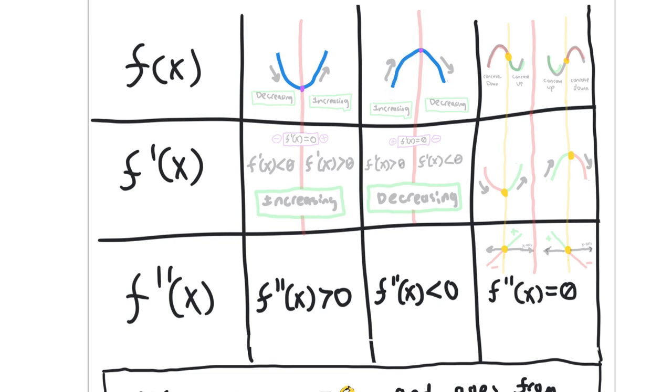What is not mentioned as often is the relationship between the second derivative graph and the first derivative graph, where when the second derivative graph is greater than 0, well, we should know that the first derivative graph is increasing, meaning the slope is positive. When the second derivative graph is less than 0, we should know that the first derivative graph has a negative slope and is therefore decreasing.